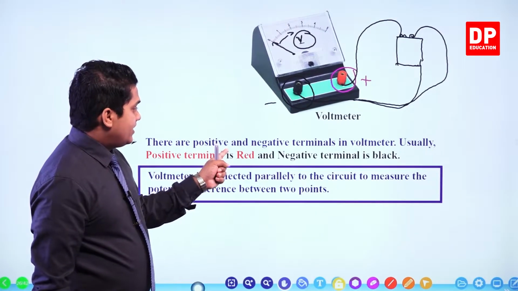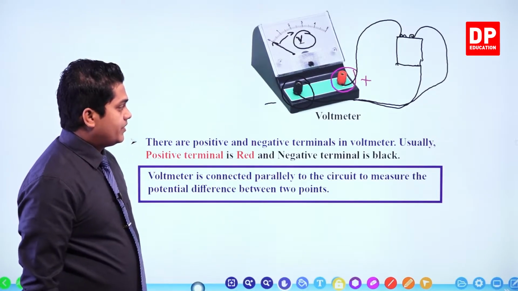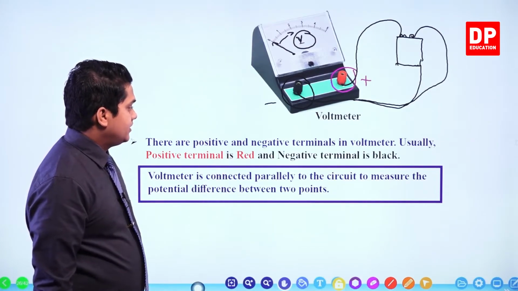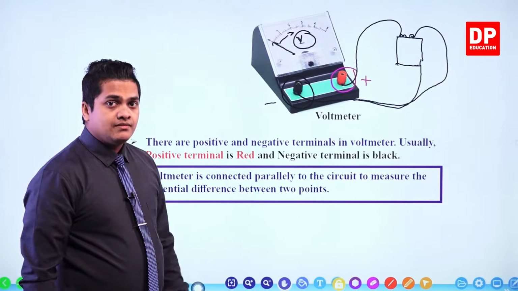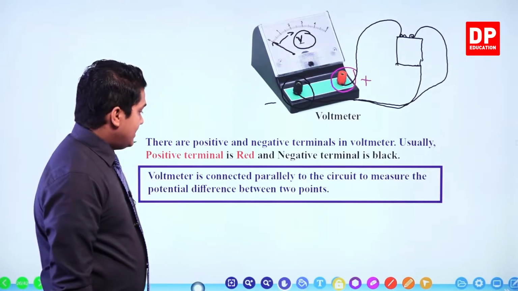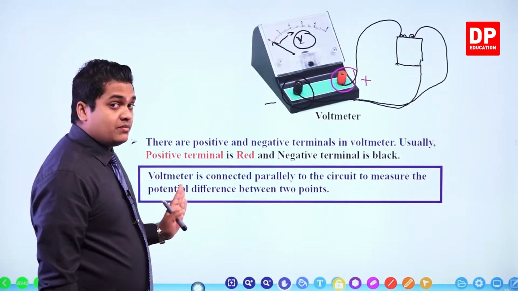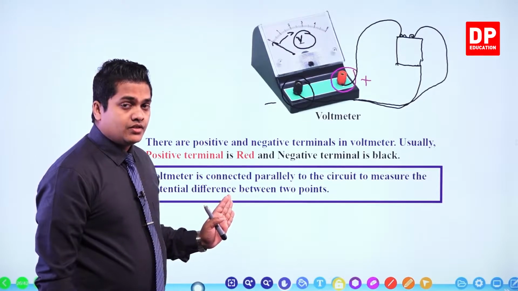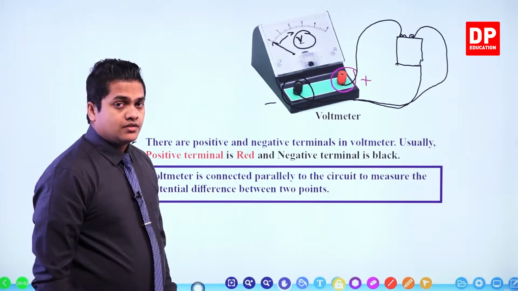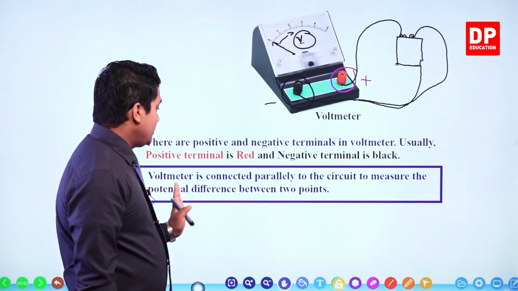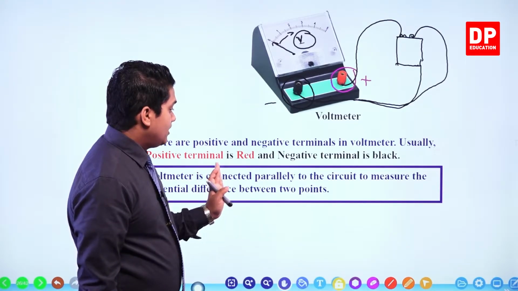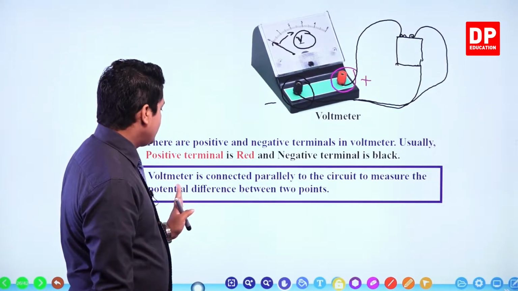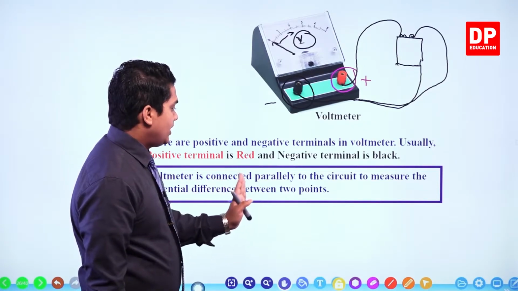There are positive and negative terminals in a voltmeter. Usually the positive terminal is red and the negative terminal is black. This is the most important one, my dear children. Connecting a voltmeter to a certain circuit. So here it is given that the voltmeter is connected parallelly to the circuit to measure the potential difference between 2 points.